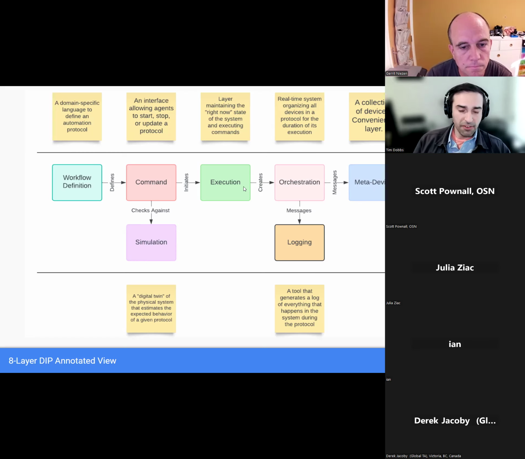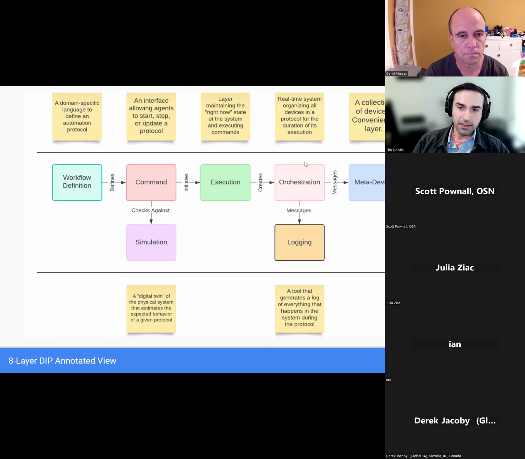Then if everything looks good, the execution layer is going to kick off an orchestration process. So this is a long-running software process. It's virtual and it's running on a loop. This thing's job is to keep track of everything in real time and make sure that all the devices are humming together as one big system.